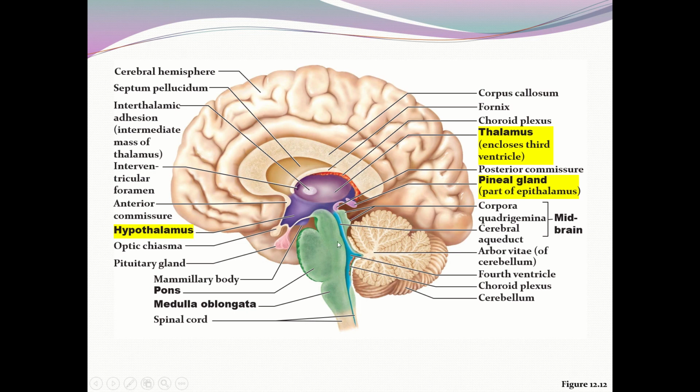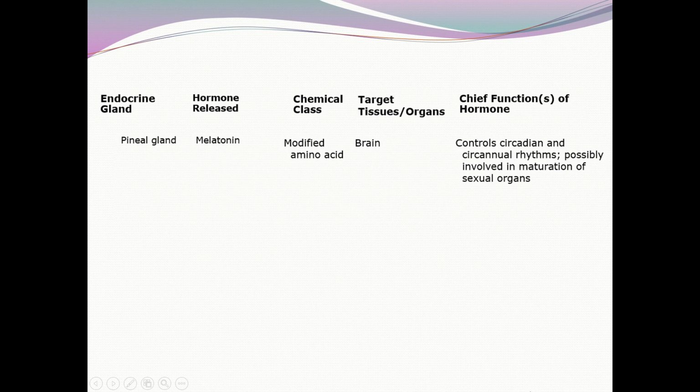The diencephalon is pictured here in purple, and it includes the thalamus, the hypothalamus, and the pineal gland, which is part of the epithalamus. So this table here summarizes the pineal gland. It releases melatonin, targets the brain, and controls the circadian and circannual rhythms, and is possibly involved in the maturation of the sex organs, as well as in fertility.